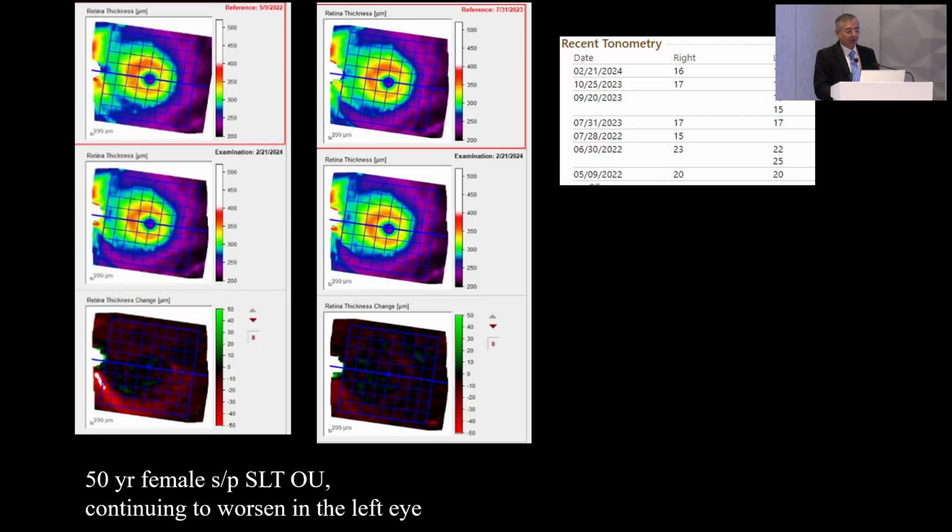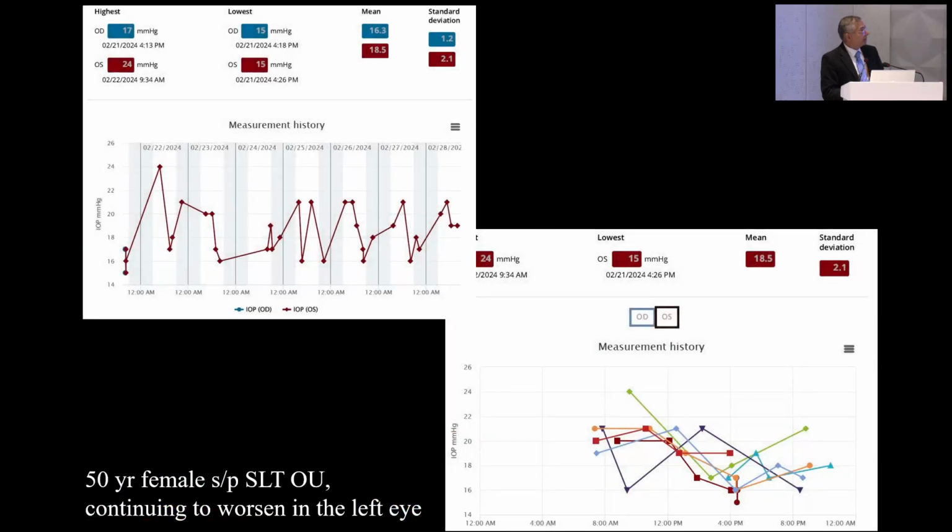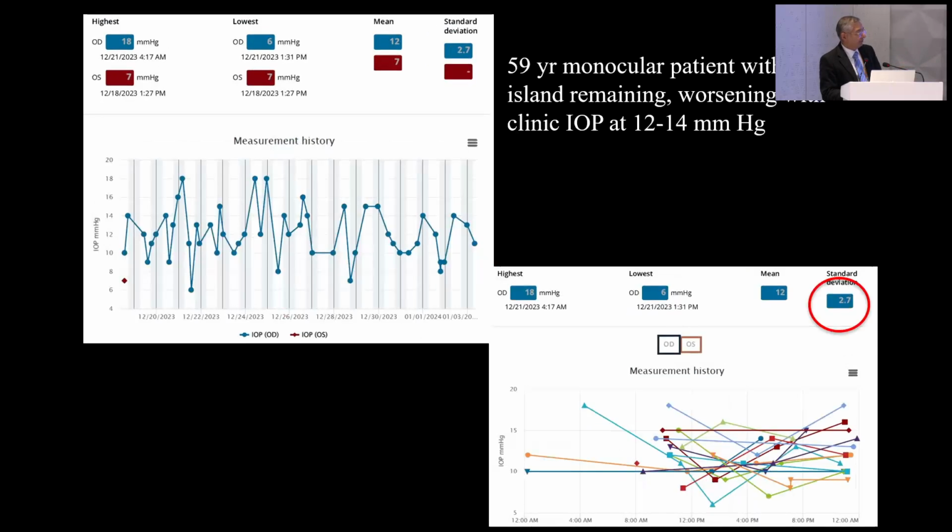This is a 50-year-old Indian female who underwent SLT in both eyes, but is continuing to progress. As you can see, there is progression in the inferior part of the macular thickness right here. And if you look at the pressures, they look the same in the left eye and the right eye in the clinic. We did a home tonometry, and we found that the pressures are indeed spiking to 25 despite SLT. And therefore, we were able to treat this patient because we found that the standard deviation was 2.7.